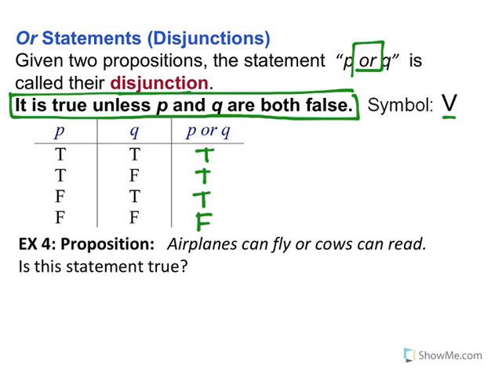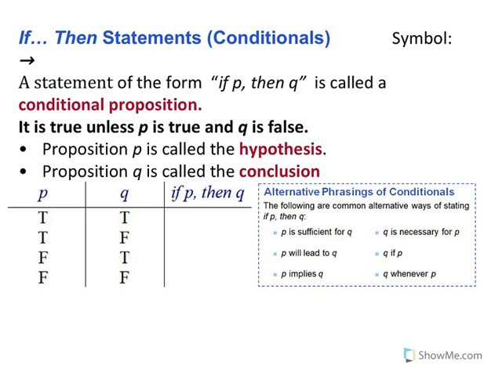So example 4, here's our proposition. Airplanes can fly or cows can read. So airplanes can fly. Yes, that's true. Cows can read. No, that's not true, but the overall statement, because it's an or, is true. To not be true, they would have to both be false.